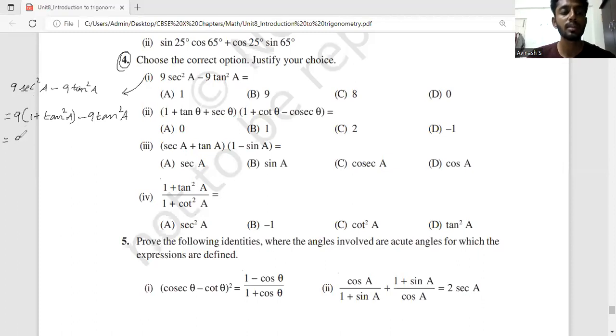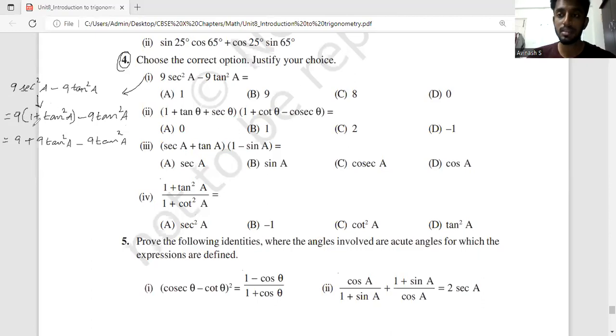Now this 9 into 1 becomes 9. And this 9 into tan square A becomes 9 tan square A. And then you have minus 9 tan square A. So this is from the second identity. How sec square A became 1 plus tan square A, that is from the second identity.